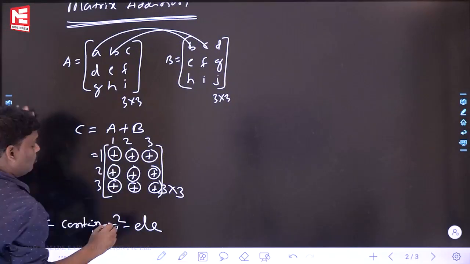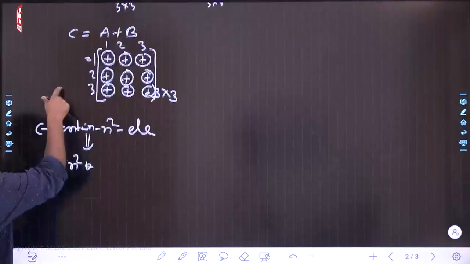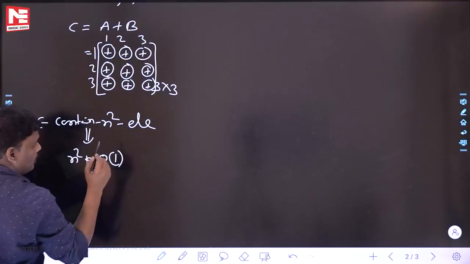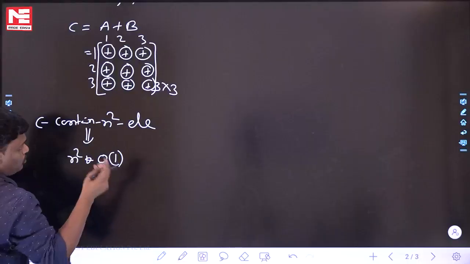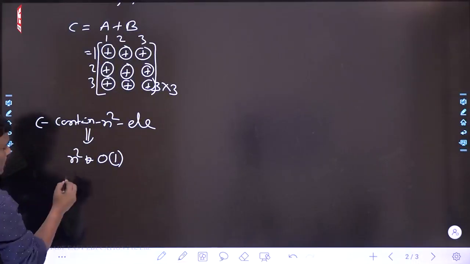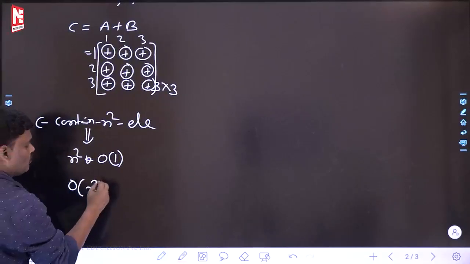Can you help me now? C matrix contains how many elements? N square elements. Every element requires how many additions? One addition. You know addition will take constant time complexity. What is the reason? Only loops take time complexity. To do one operation, constant is enough. So finally time complexity is order of n square.